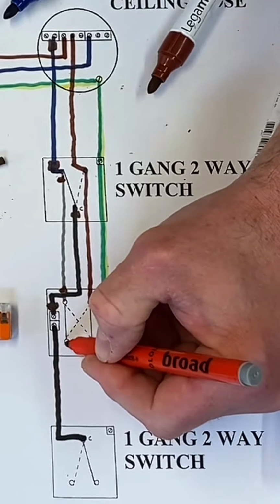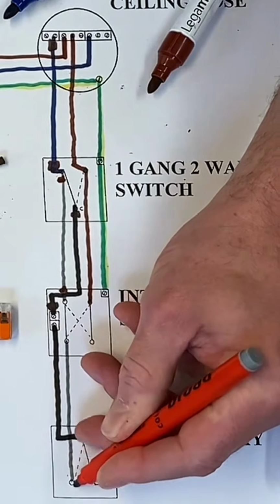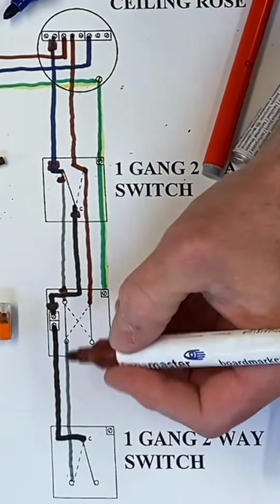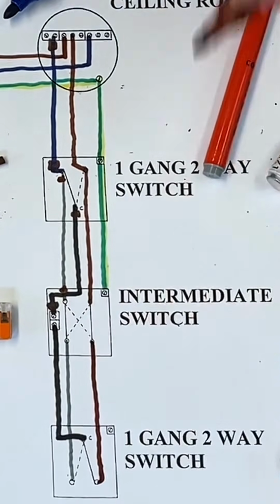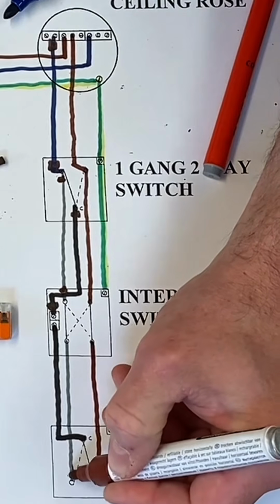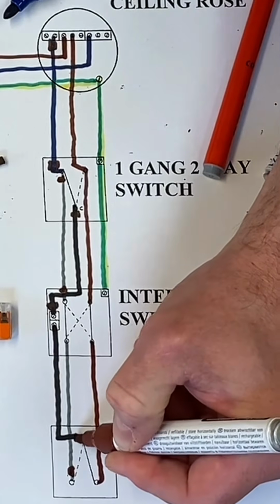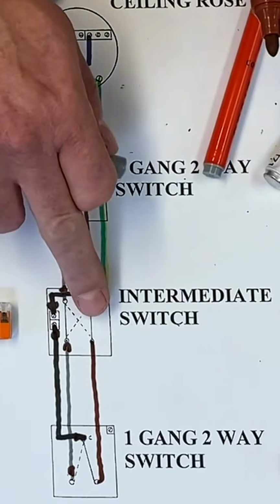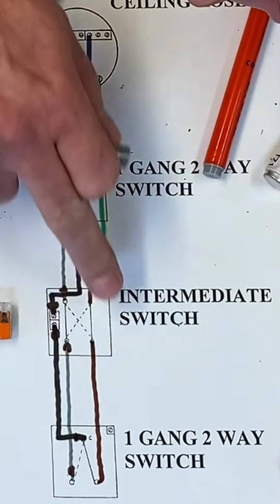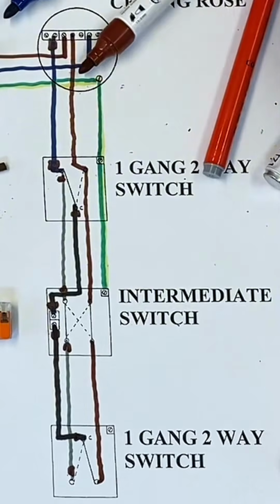So we bring out our grey conductor from our 3-core, and then we bring out our brown conductor from our intermediate switch down to our 2-way switch, like so. Again, we need to identify them as switching line conductors. Put our brown sleevings on in each of those positions, like so. So now we've got a 3-core cable. We just need to make the CPC connection to complete it.